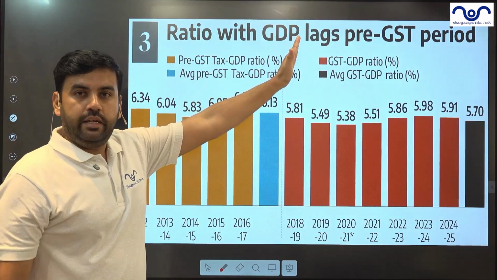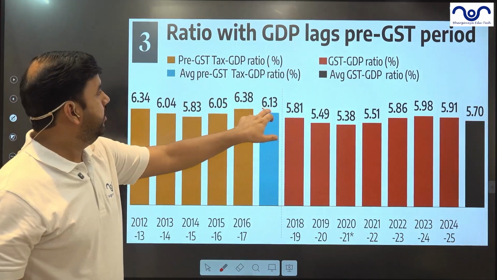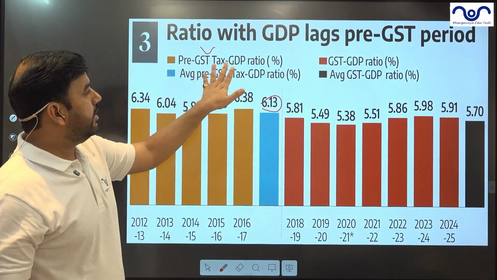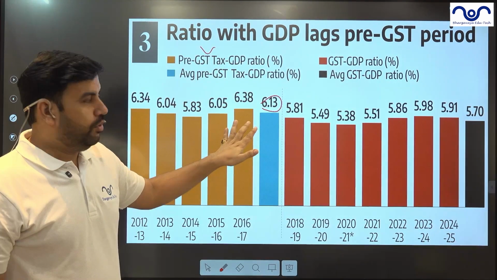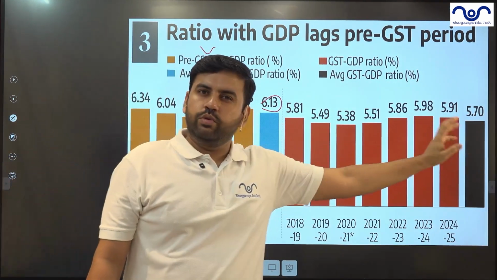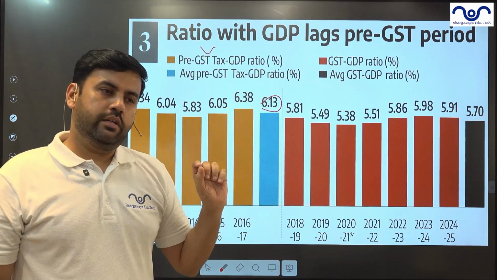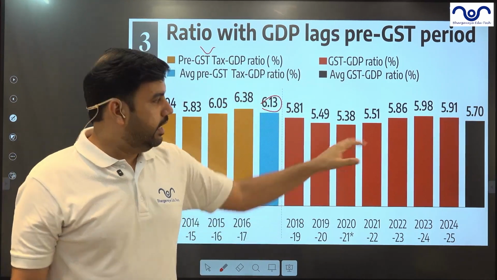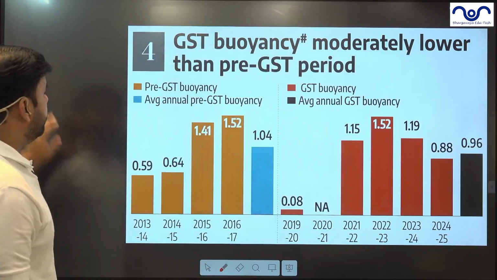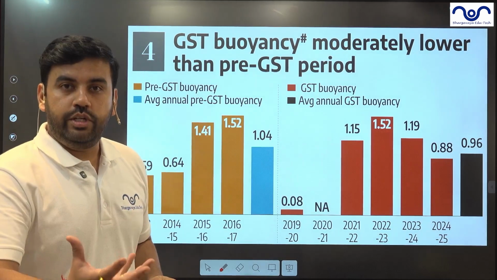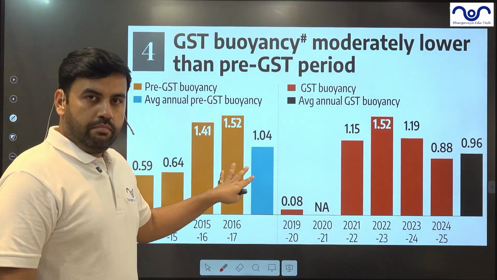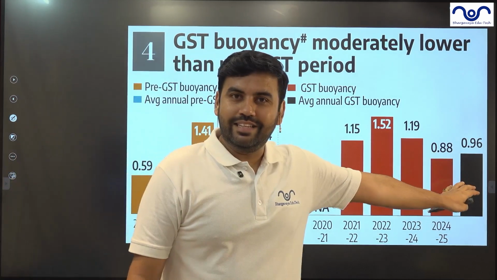Ratio to GDP, that is GST tax in case of GDP, it was 6.3%, 5.7%. So GST to GDP ratio has declined. Tax buoyancy, that is how much tax increases with GDP, much faster, lesser, right?